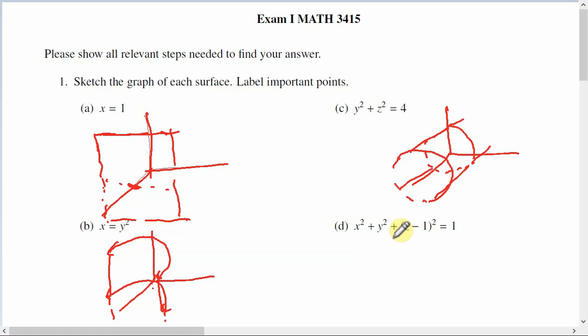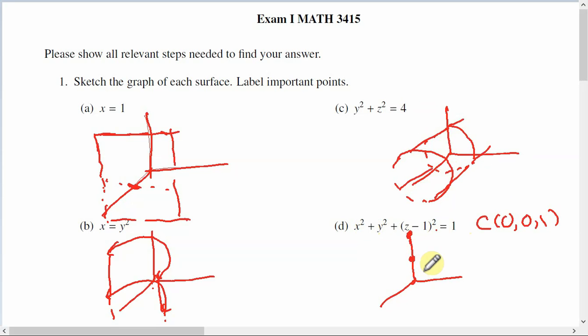And this one, notice it's x squared over 1, y squared over 1, and the z term, this is z minus 1 squared over 1. Since they're all over 1, this is a sphere that is centered at 0 in the x, 0 in the y, but 1 on the z-axis, and has a radius of 1. So let me draw that one. So it's just 1 unit up, and it has a radius of 1.